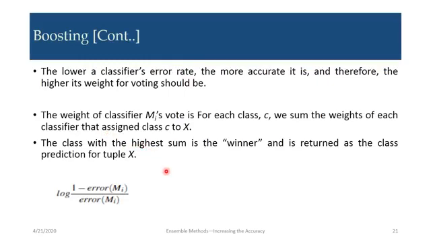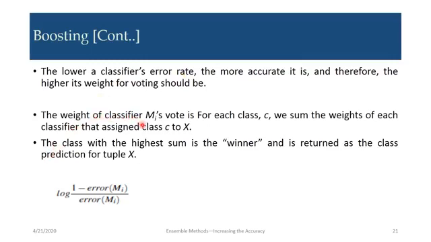The lower a classifier's error rate, the more accurate it is. If accuracy improves, in terms of percentage of accuracy, then we can say the classifier or predictor is a good one. If we are calculating based upon the error rate, we should consider that the error rate should be lower. So the lower a classifier's error rate, the more accurate it is, and therefore the higher its weight for voting should be.